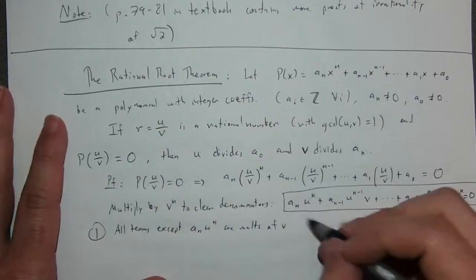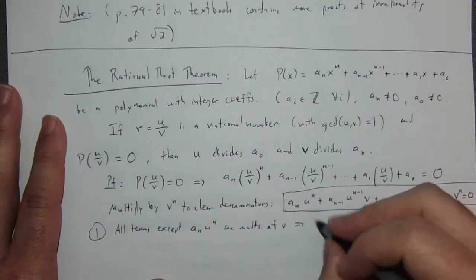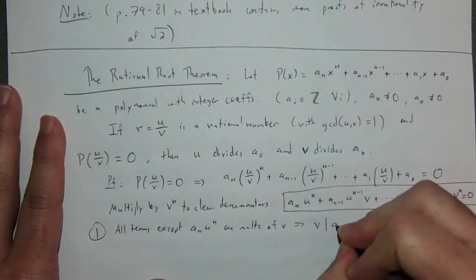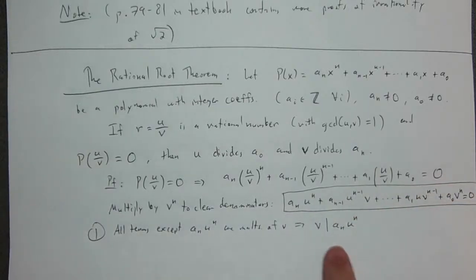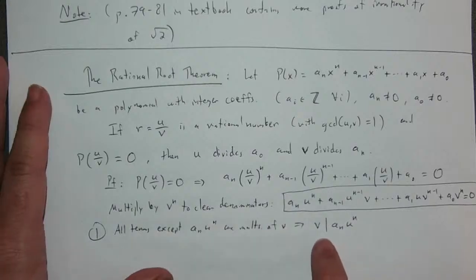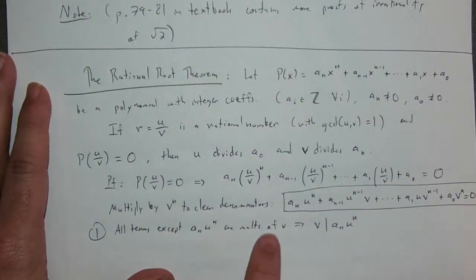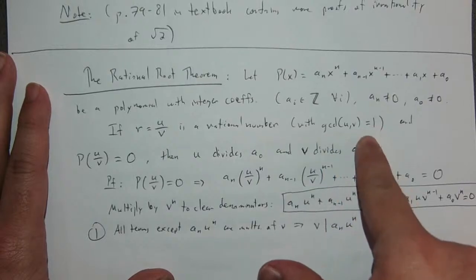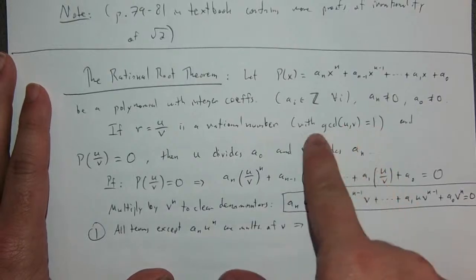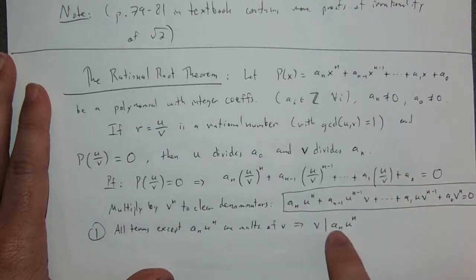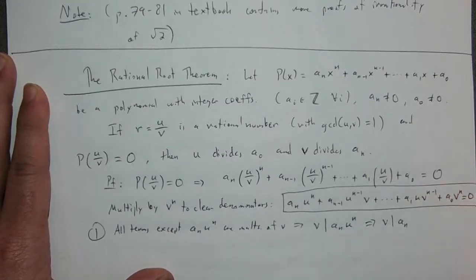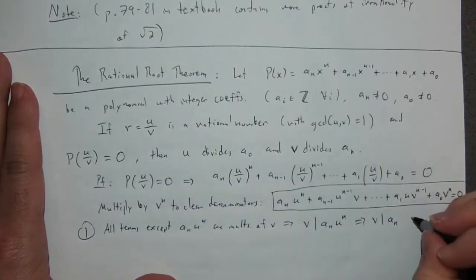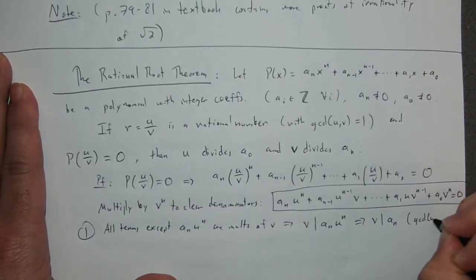And so what this means is that v divides a sub n u to the n. But there was a key assumption I made here that is going to do a lot of work, which is the assumption that the GCD of u and v is 1. If the GCD of u and v is 1, v dividing a sub n u to the n implies that v divides a sub n. Okay, and that is because the GCD of u and v is 1.